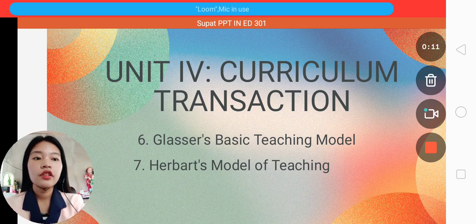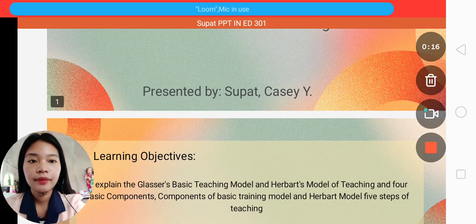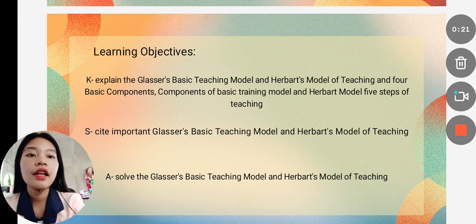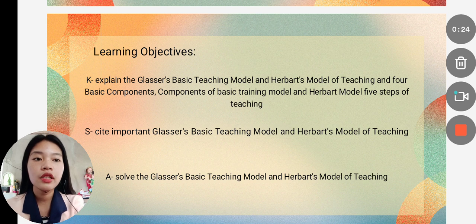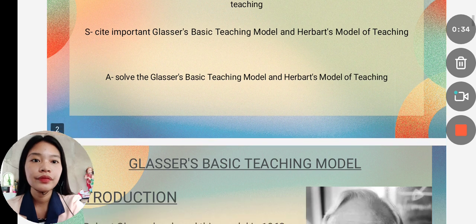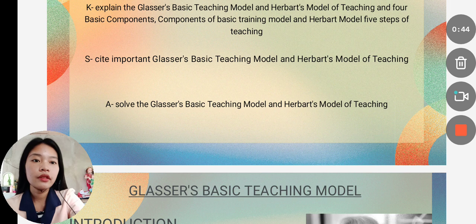Unit 4 Curriculum Transition: Glasser's Basic Teaching Model. Herbart's Model of Teaching. Learning Objectives. Explain the Glasser's Basic Teaching Model and Herbart's Model of Teaching, the 4 basic components of the Basic Teaching Model, and the Herbart Model 5 Steps of Teaching. Cite important points of Glasser's Basic Teaching Model and Herbart's Model of Teaching. Solve problems using the Glasser's Basic Teaching Model and Herbart's Model of Teaching.